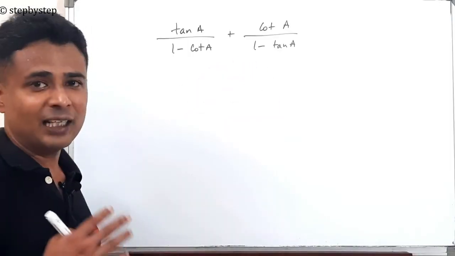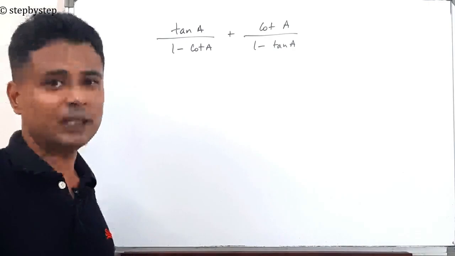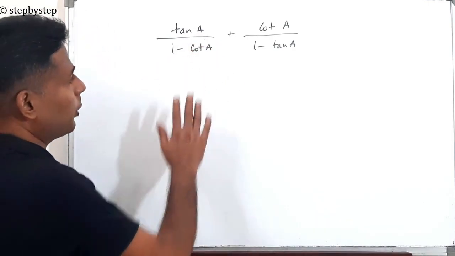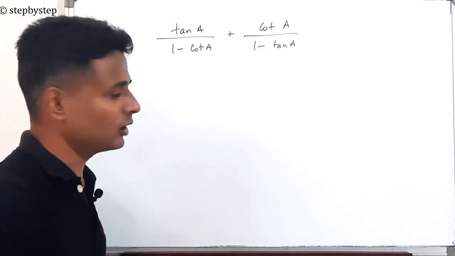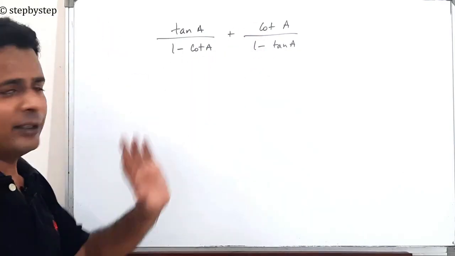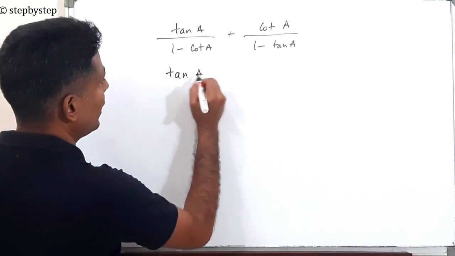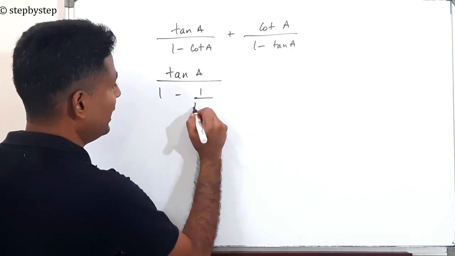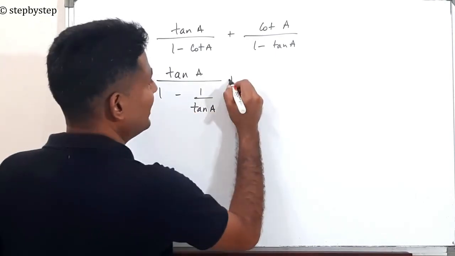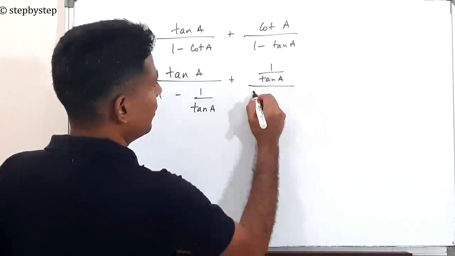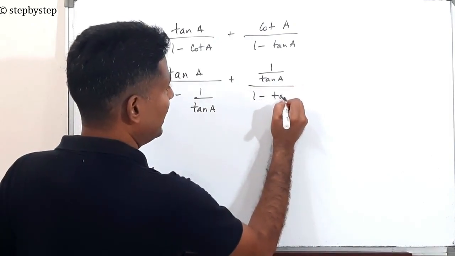They have given this and asked you to prove something. Everything is in the form sin, cos, sec and cosec. So actually now in this problem, before I convert everything to sin and cos, what I'll do is I'll convert everything to tan, so that it's easier to change. So I get tan A by 1 minus 1 by tan A, plus cot A is 1 by tan A, by 1 minus tan A.